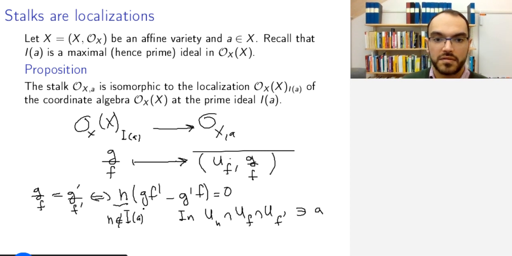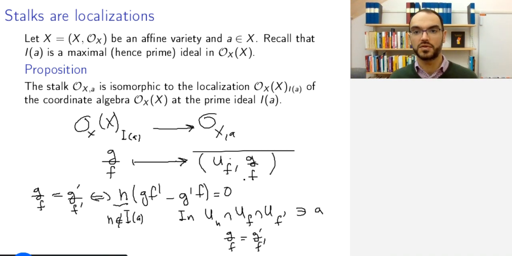these functions in the parentheses are the same, meaning that the functions agree on a neighborhood of A. So here you have g divided by f is equal to g prime divided by f prime. So they map to the same thing in here, and so this is well defined. Surjectivity is more or less by definition, because any function in the stalk is of this form. If it is injective, you play the same game as on the previous slide.